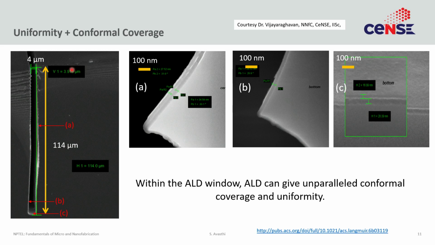Because ALD does not depend upon the flow dynamics of the gas, it does not depend upon gas flow patterns, it does not depend upon diffusion. By and large, it is a chemisorption process. All that will happen in a higher aspect ratio structure is that your dose times or purge times will increase, but you would still get the uniform film. Here is an example, again a very deep trench, where we are looking at a cross section at point A, point B and point C, and everywhere we essentially see the same thickness of ALD deposited material, which is what we want.